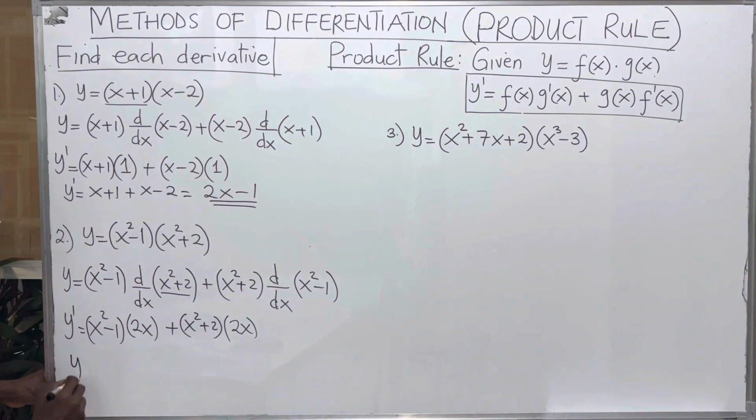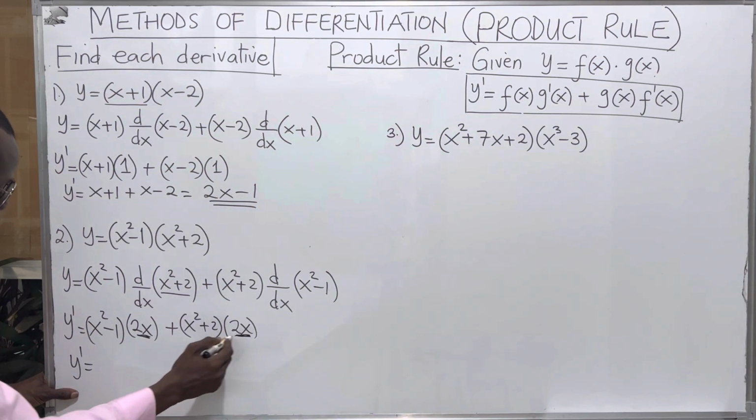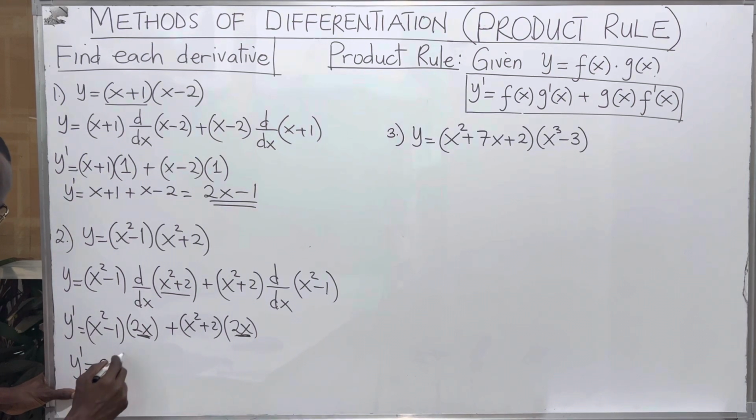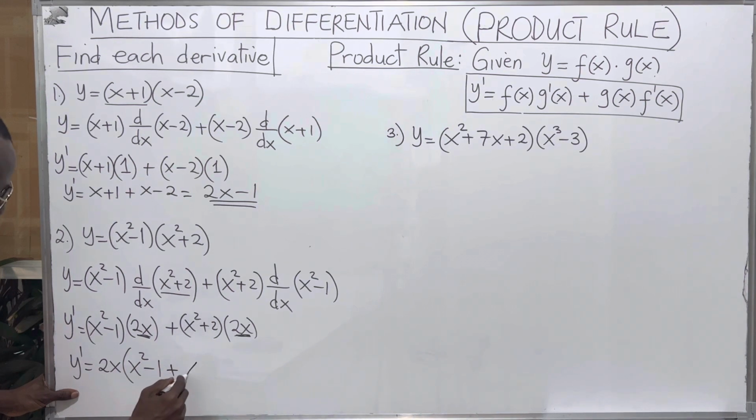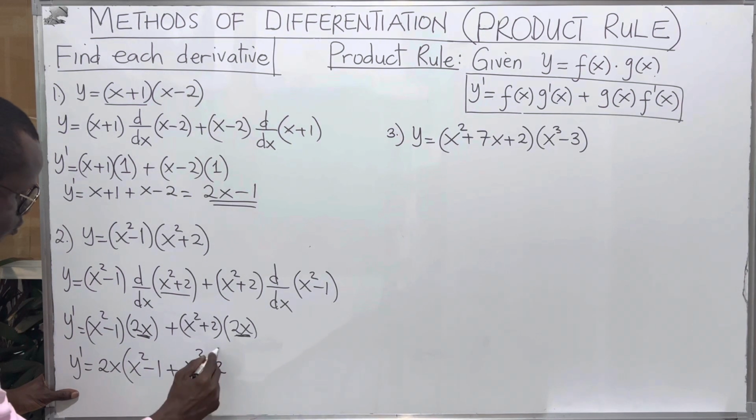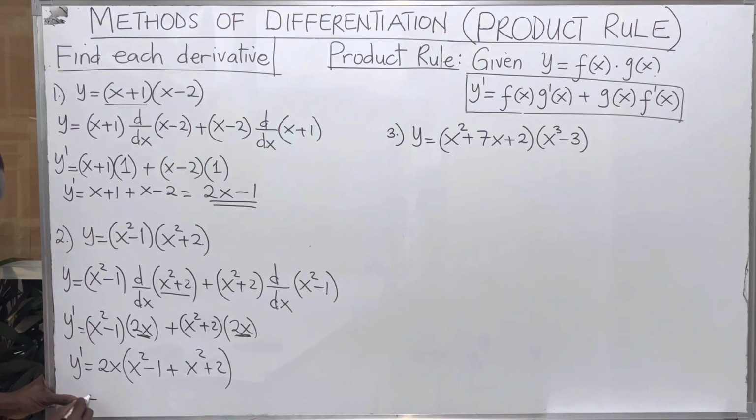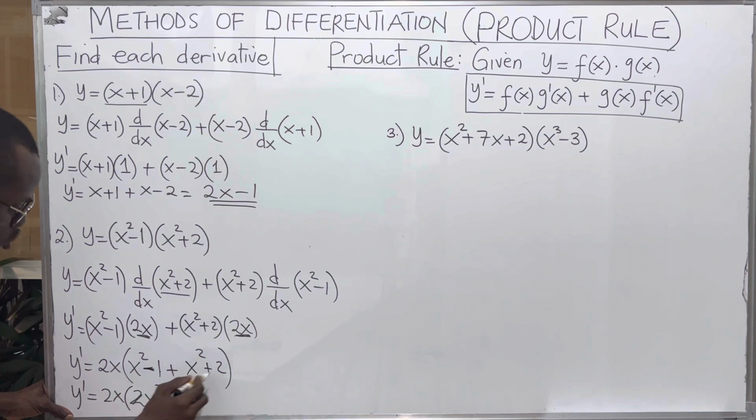So if we further simplify now, 2x is here, 2x is here, so we can just factor out 2x. We're left with x squared minus 1, and on this side we're left with x squared plus 2. So you have y prime to be 2x times x squared plus x squared, which is 2x squared, and then minus 1 plus 2 is positive 1.